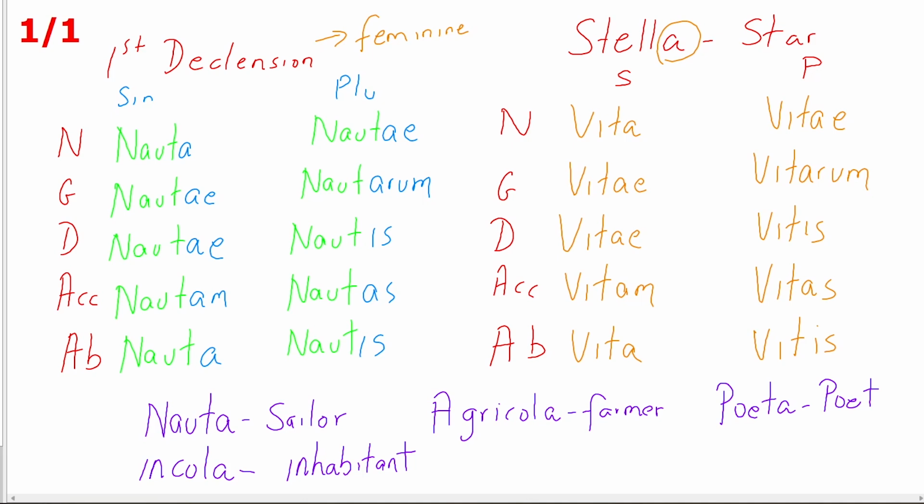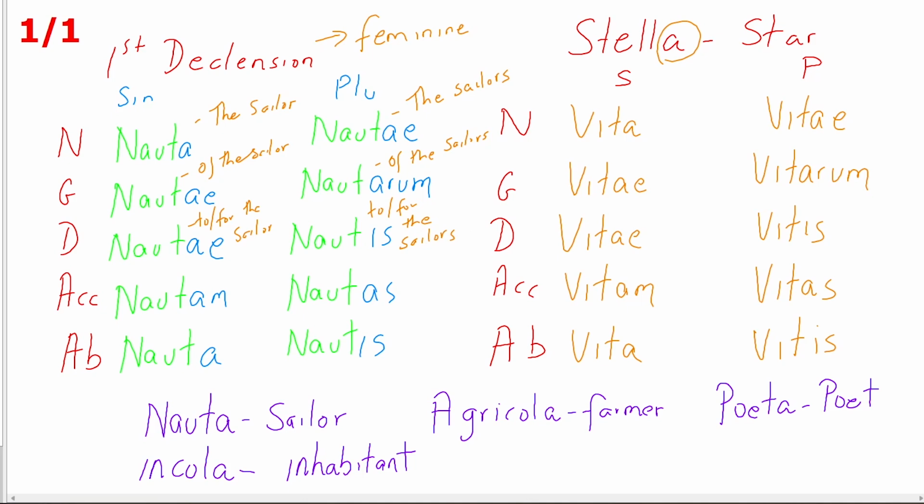So here, when we look at the cases in the nominative, okay, so nauta would be the sailor, in the plural, the sailors. Then genitive would be of the sailor, here of the sailors. Then dative would be to or for the sailor, to or for the sailors in the plural.